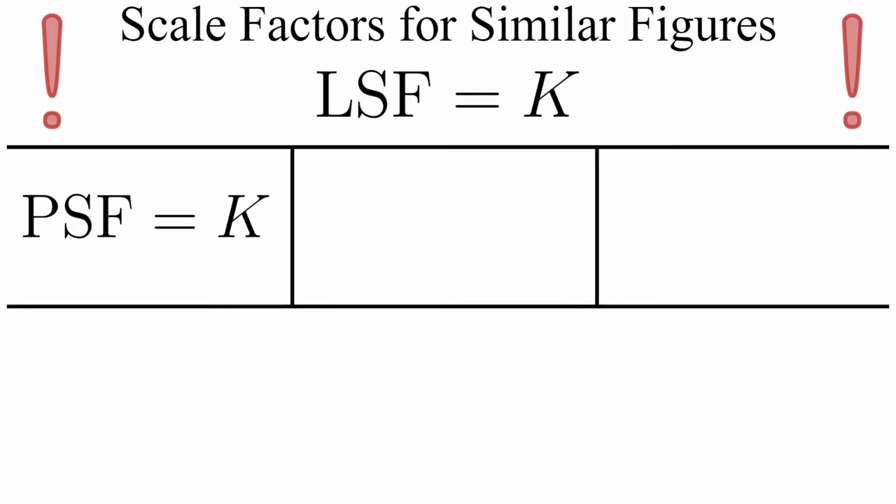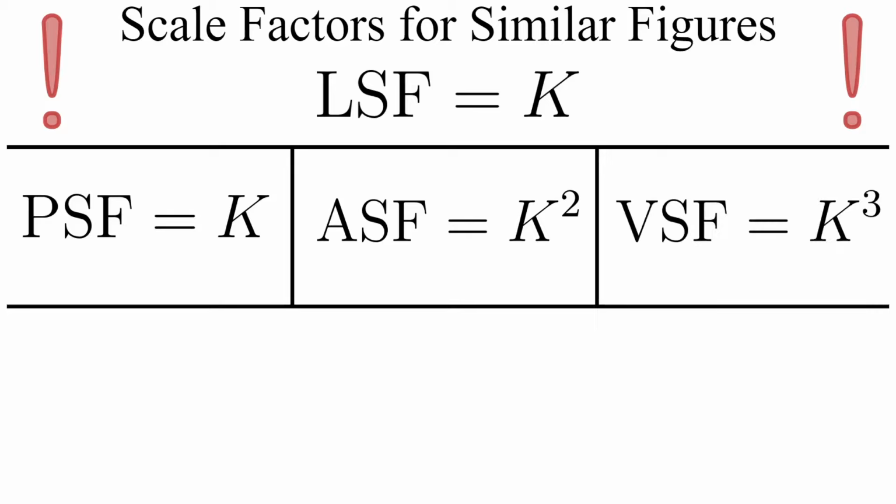Now, these next two are by far the most important. So area scale factor is equal to K squared, and the volume scale factor is equal to K cubed. Now you'll notice this is kind of easy to remember. For one-dimensional, K to the 1. For two-dimensional, it's K to the 2. And for three-dimensional, it's K to the 3.